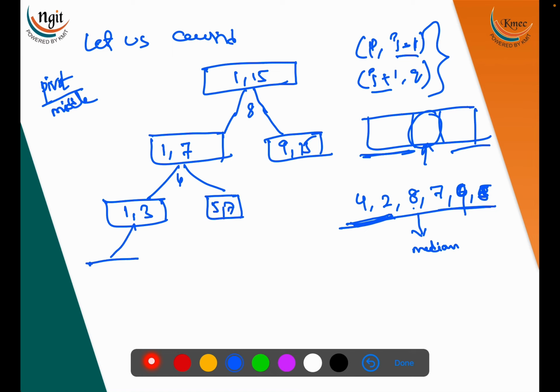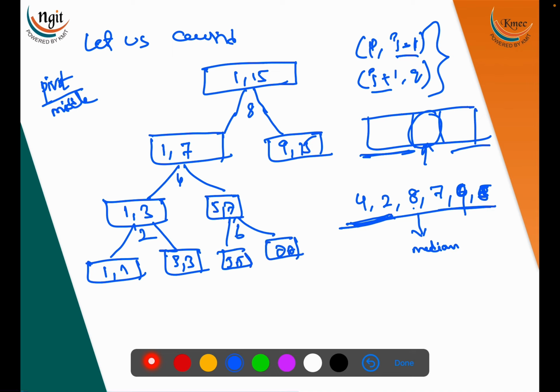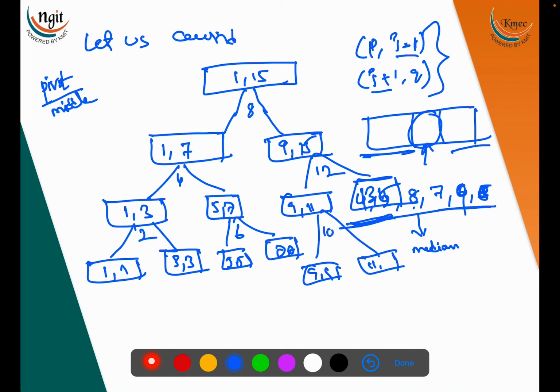Now the same, here it will be 1 comma 1, here it will be 3 comma 3, because 2 is the median. 5 comma 7, 5 comma 5 comma 7 comma 7, median is 6. 9 comma 15, 9 comma 11, and 13 comma 15, because 12 is the median. And 9 comma 9, 10 is the median. 11 comma 11, 13 comma 13, 15 comma 15.